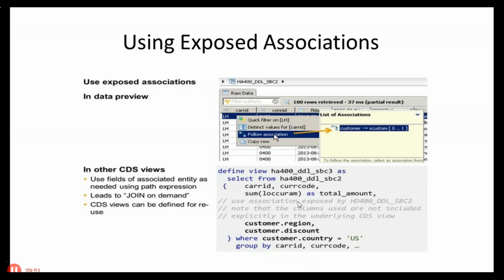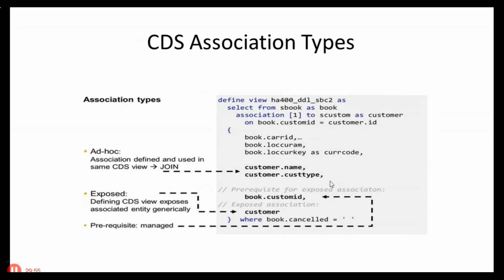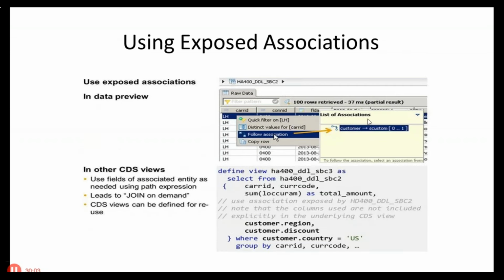Now here this HA400_DDL_SBC2 is the previous one. See, in this we already have this customer. So this view we are consuming in another view, the next view. This is used exposed association. So now what we are doing here is making use of the fields which were used in the previous association.